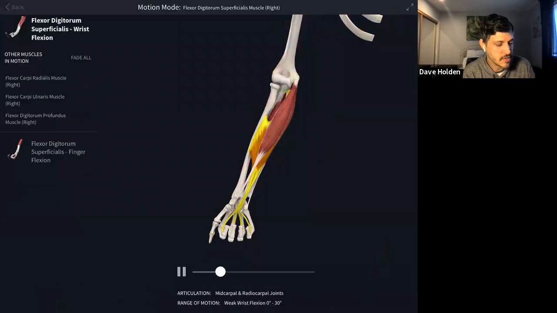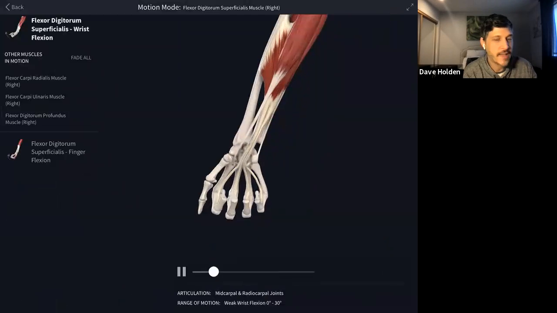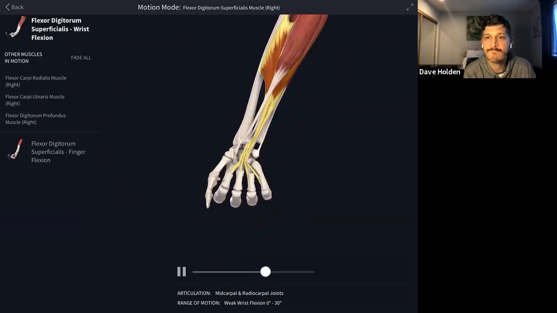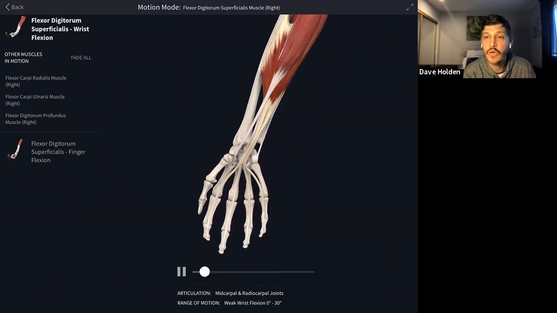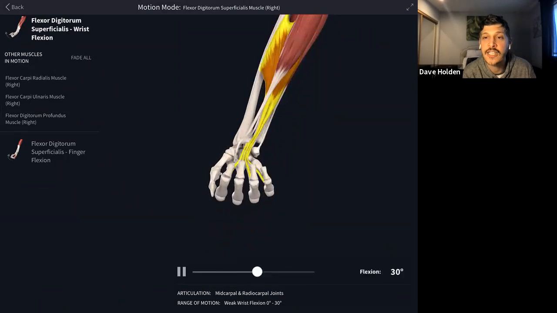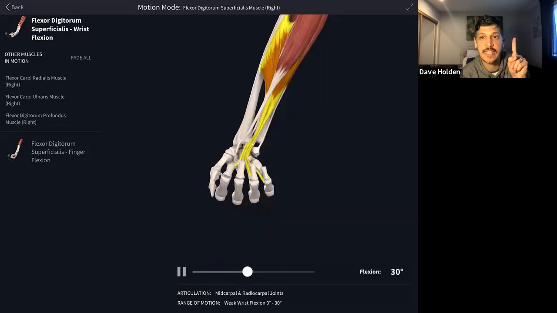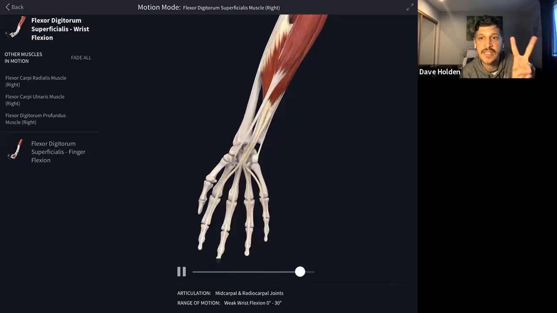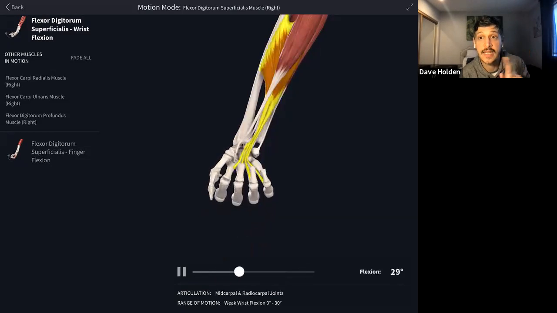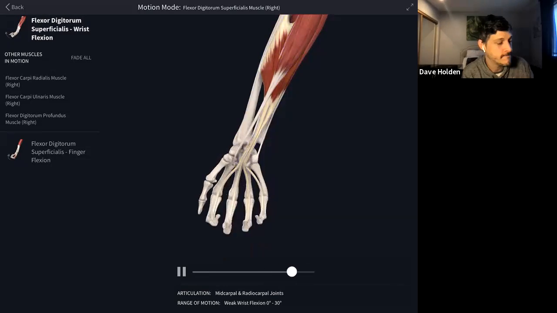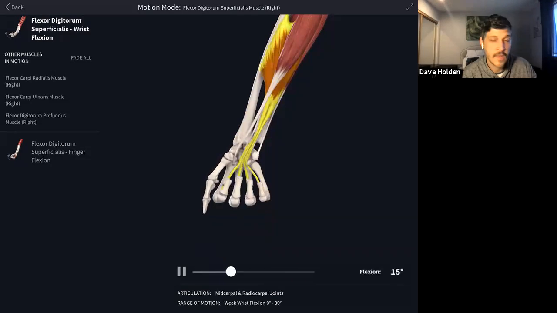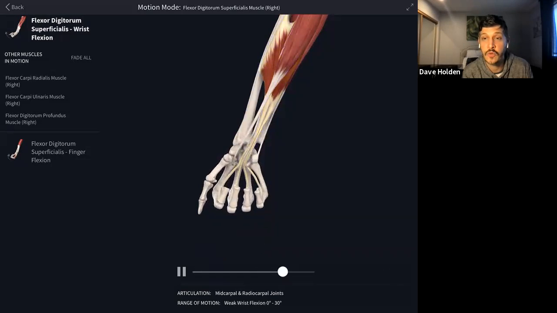So since this muscle crosses the wrist, we get both finger flexion and wrist flexion. But remember, its name is flexor digitorum. So its primary action is flexing the digits. Its synergistic action will be flexing the wrist. It's a robin for wrist flexion. The prime movers for wrist flexion will be those whose names tell you flexor carpi. Those guys do the work themselves.